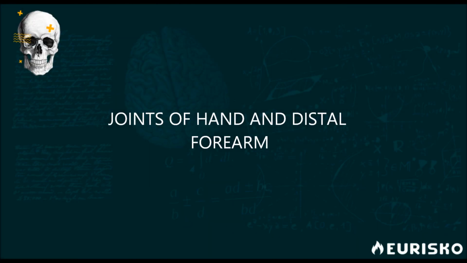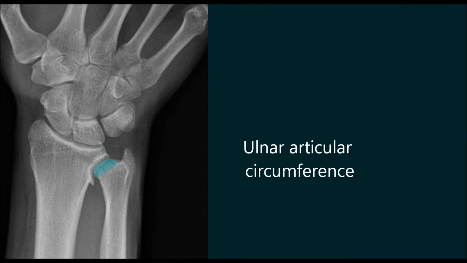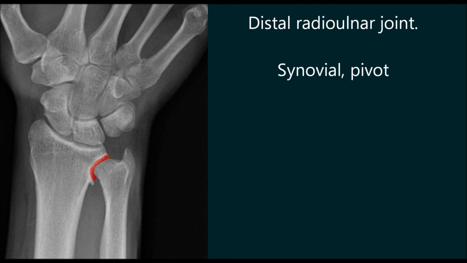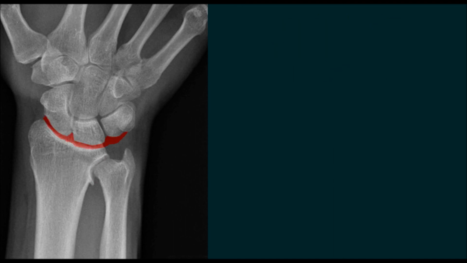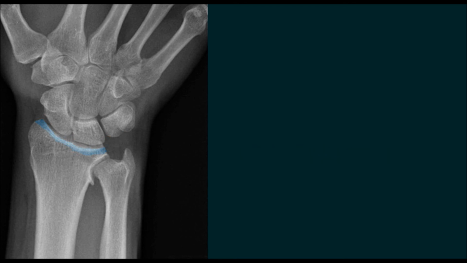Let's speak about the joints of the hand and distal forearm. The joint between the ulnar notch of the radius and the ulnar articular circumference is called the distal radioulnar. It is synovial, pivot, associated and combined with the proximal radioulnar joint. The radiocarpal joint is synovial condyloid, between the radial articular surface and 3 proximal carpal bones: scaphoid, lunate, and triquetrum.